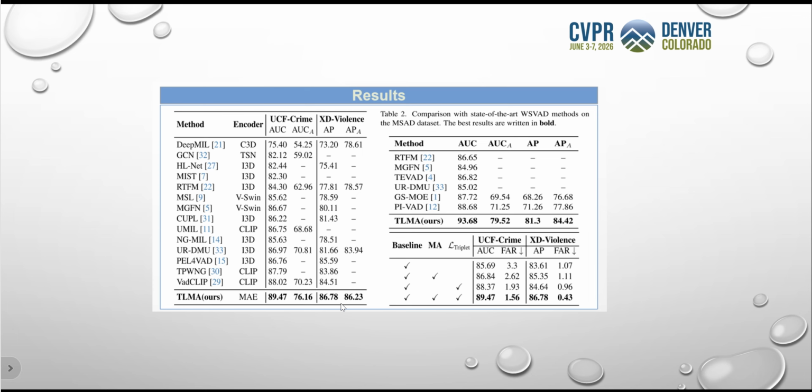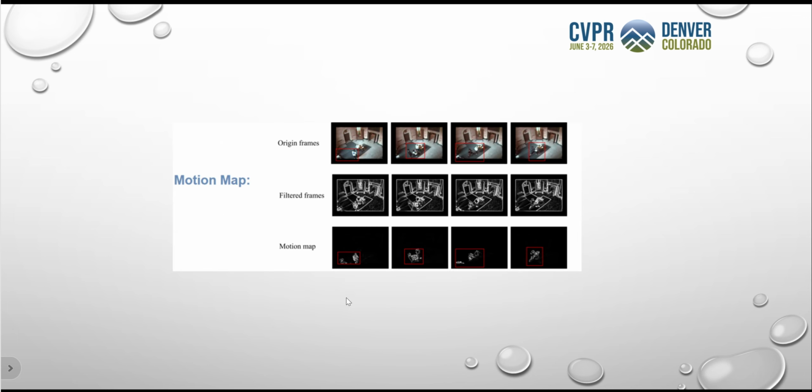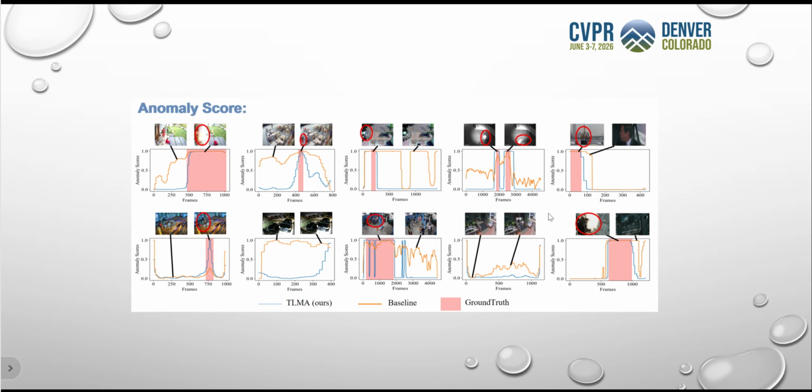To better illustrate how our framework actually works in practice, let's look at some qualitative visualizations. This figure visualizes our motion-aware module. It clearly shows that our motion map successfully highlights dynamic foreground regions while suppressing static background noise. And this figure compares our anomaly scores with the baseline. Our TLMA yields a much sharper, temporally precise response with significantly fewer false positives caused by WLI.